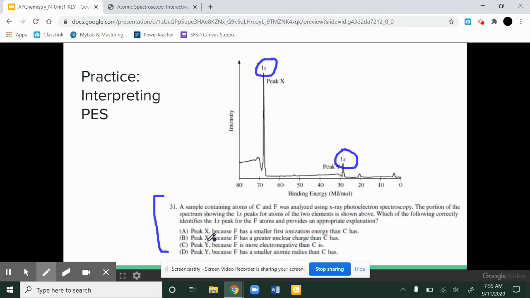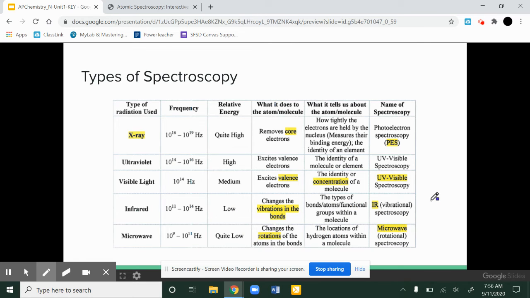Let's double check. Peak X has a much higher binding energy than peak Y. So it would make sense that fluorine's 1s peak would be more tightly bound because of the higher number of protons increasing the effective nuclear charge. So letter B is actually our correct answer with the correct justification. That's a very common type of multiple choice question you'll see with peaks from a PES diagram.